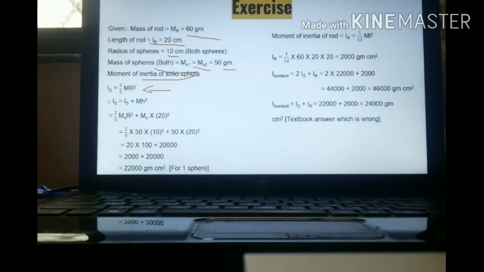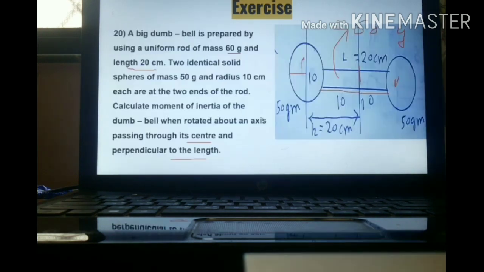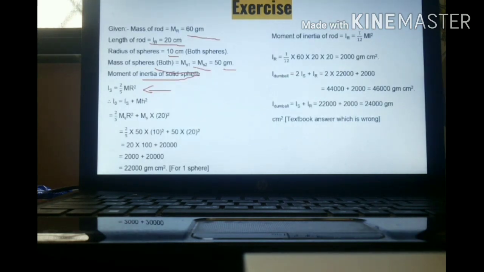Over here we will be using the theorem of parallel axis. How we will be using it: this is a line, and this is one more line which is passing through the center of mass of the sphere, and we want to find the moment of inertia across this line. And this is another line, and the distance between both of them is 20 centimeter. So therefore we can take this distance h as 20 centimeter.